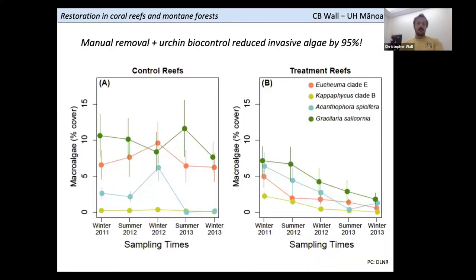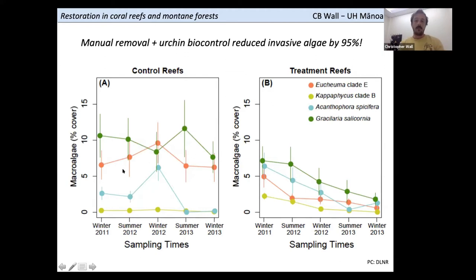And this is some data from our paper that came out in 2013, I think. It was seeing what the effects were as we went across time and assessed the community. And so you can see on the control reefs here, these are different groups of invasive species, right? These are the Eucheuma and Kappaphycus, the orange and the yellow, which are really the big problems. And also the Gracilaria salicornia, which is the gorilla ogo I mentioned.